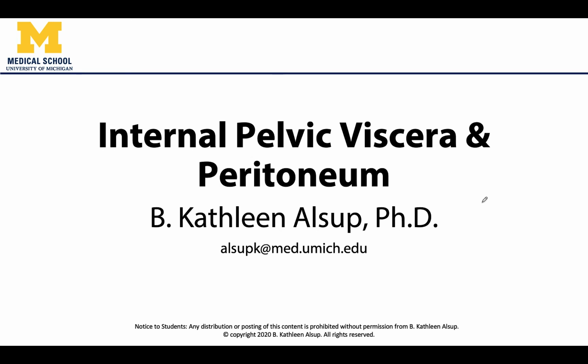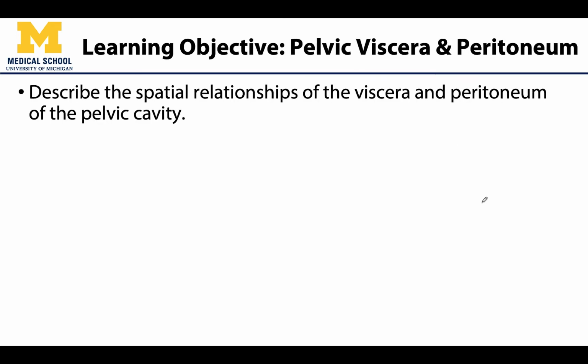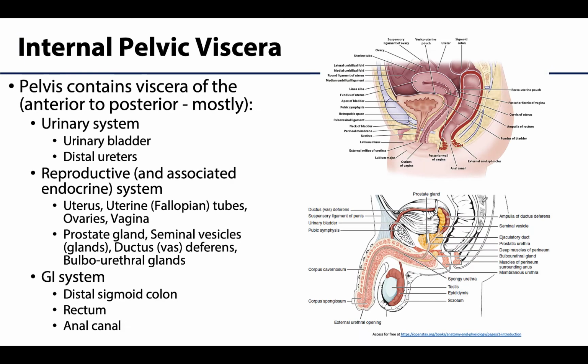In this video we are going to focus on the basic spatial arrangement of viscera in the pelvic cavity and the peritoneal arrangement within. So how does that inferior most extent of the parietal peritoneum actually drape over the pelvic viscera? But let's start with the arrangement of the internal pelvic viscera.